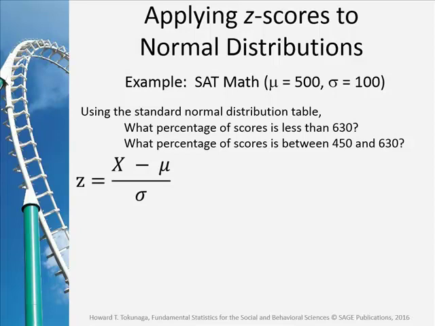So, first question. What percentage of scores is less than 630? So I've got to take the 630 and convert that to a z-score. Okay? So how do I do that? What should I do? Let's put the bucket on the floor of this. We're going to take a question like this and break it down to its simplest steps. What's the first thing I should do?